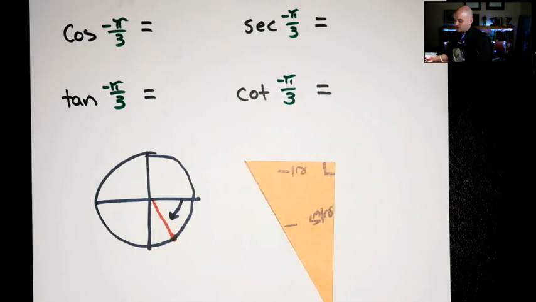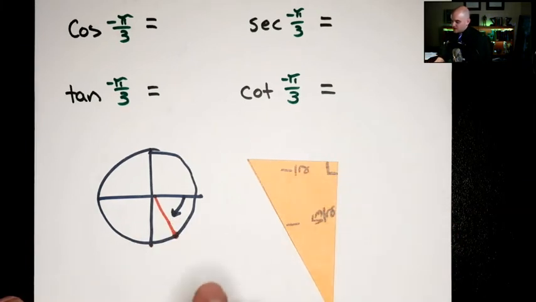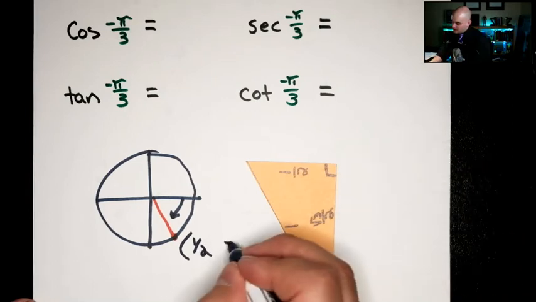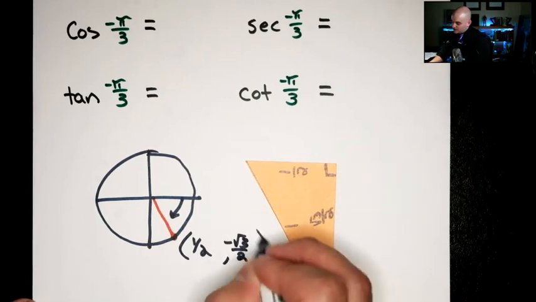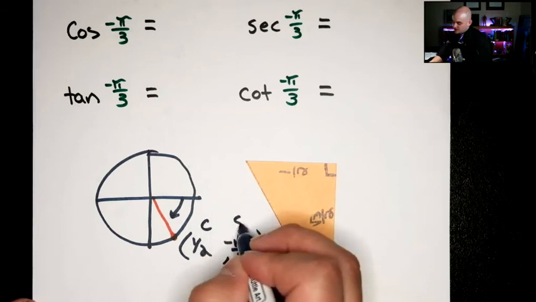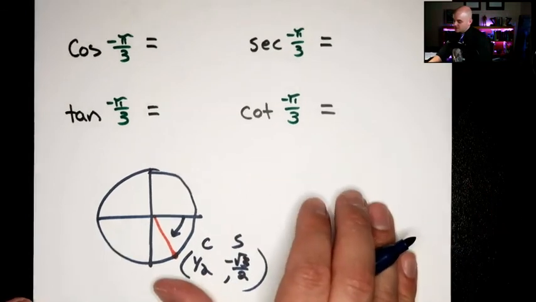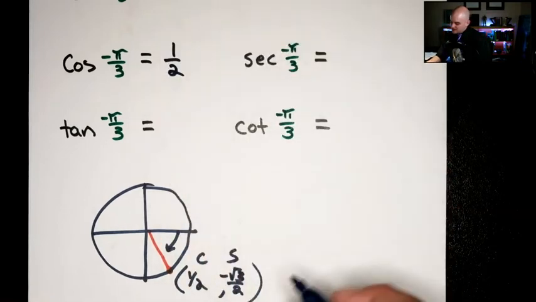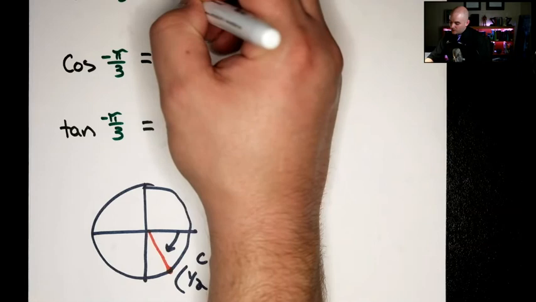It's oriented just like that, where the x value is positive 1/2, and the y value is negative root 3 over 2. And so remember, we've got cosine and then sine. Those are our values there. So the cosine value is 1/2, and the sine value is negative root 3 over 2.